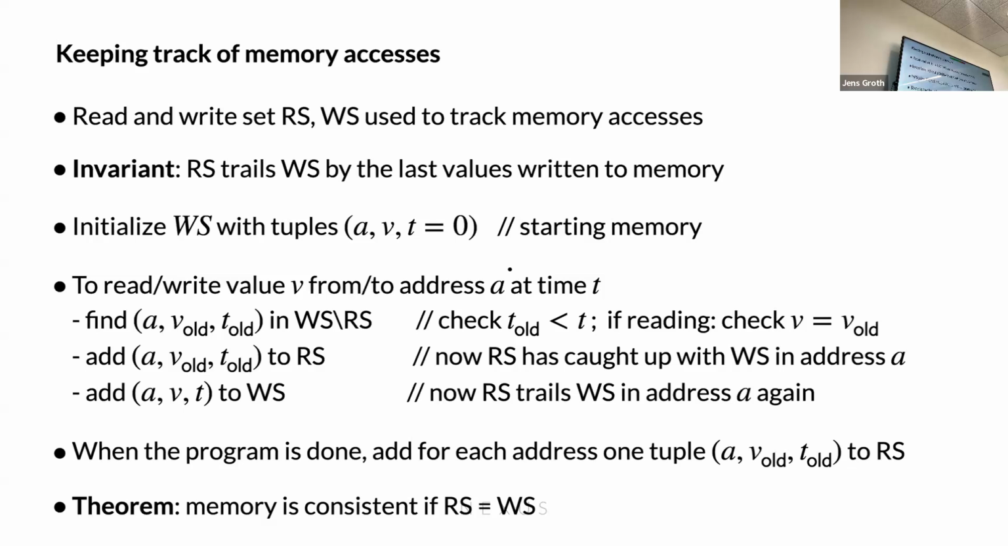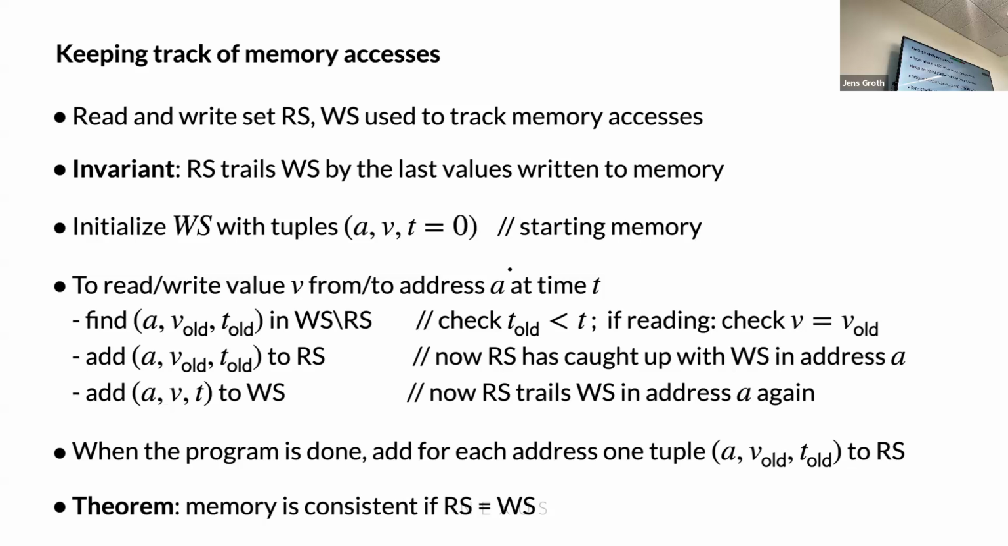And one way of getting consistency is to keep track of all the memory accesses you have, the reads and the writes, and keep them in two separate sets. So there's a read set and there's a write set. Okay, and the invariant you want to keep throughout is that the read set is behind the write set. So it's always one step behind in each memory cell, right? You have written something and later on you read that, and until you're reading that, you're one step ahead in the writing.